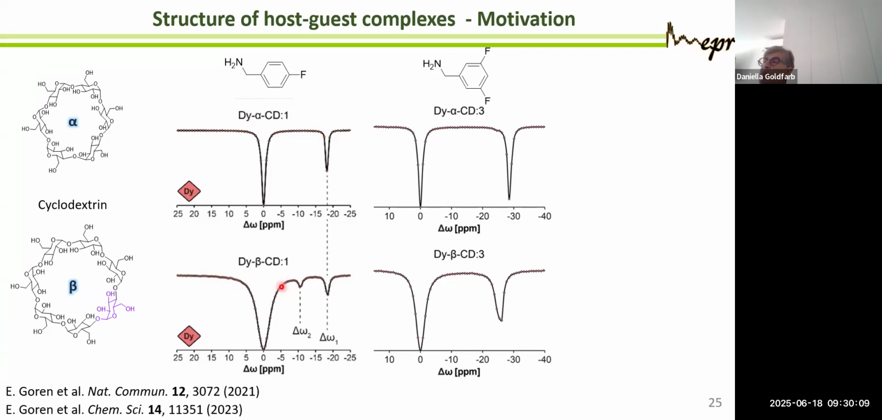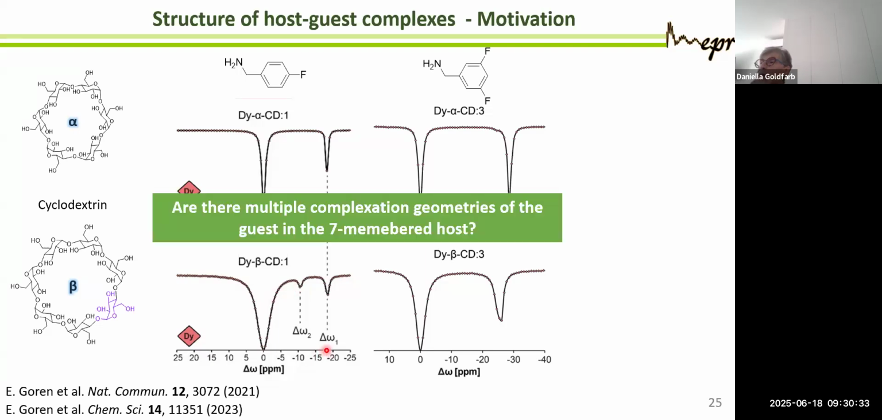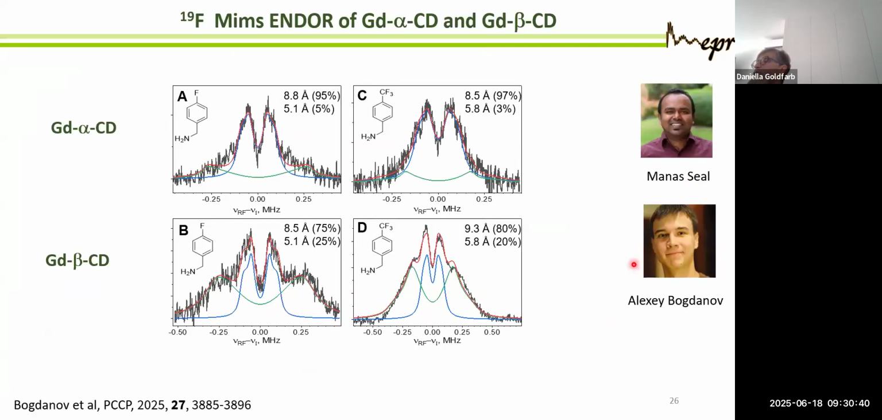But when they use the beta cyclodextrin, they see 2 peaks. So this means that they have 2 complexes. They could tell that they have 2 complexes, but they wanted some structural information on why they have 2 and what their different properties are. That's when they contacted us, and we wanted to see whether with the ENDOR we can get some structural information. This is work that was done by Manas and Alexei.